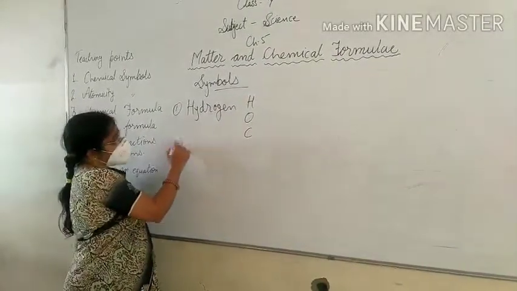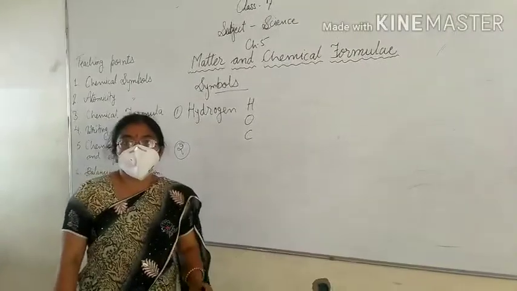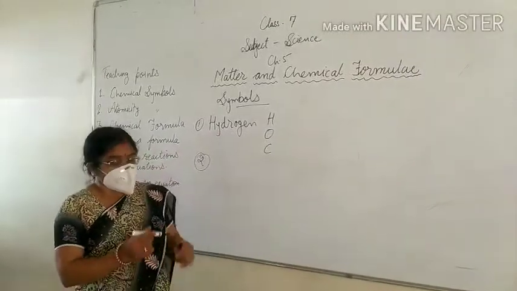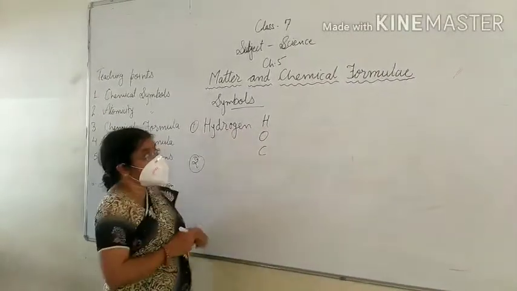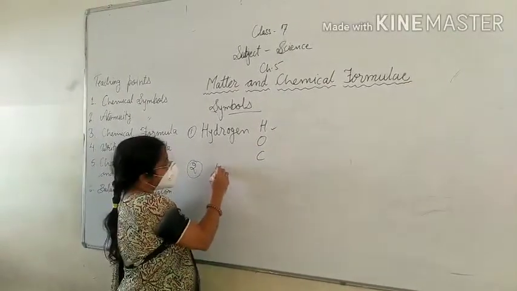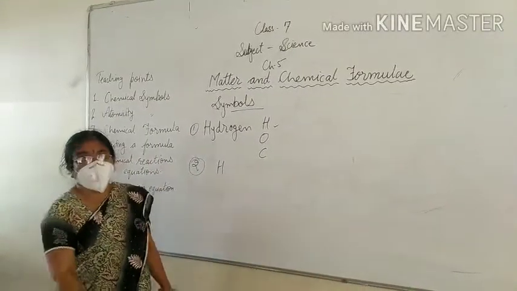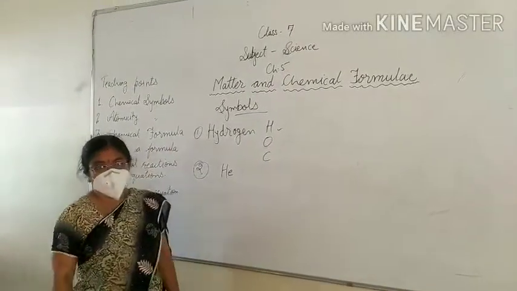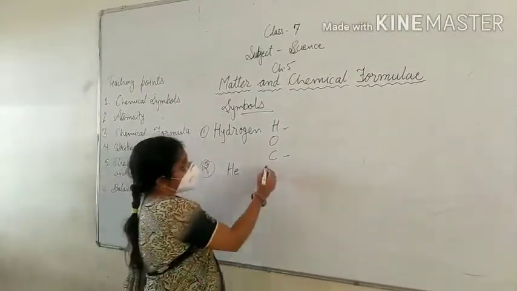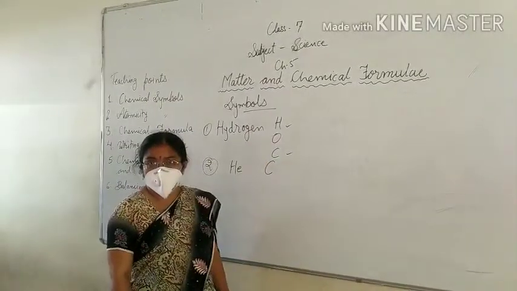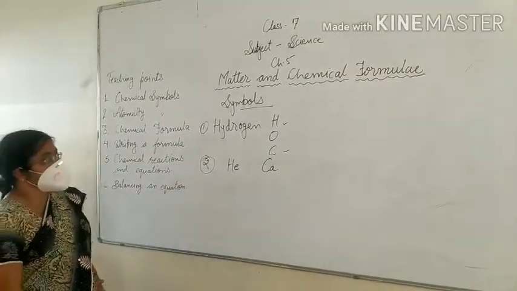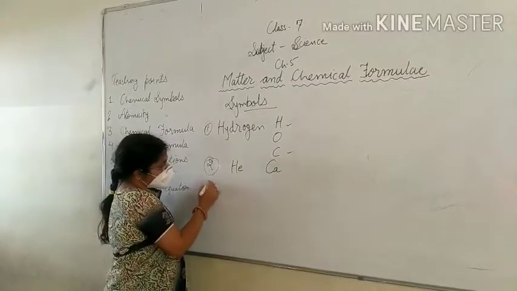But this is the first rule. If the names of two or more elements start with the same letter, then the second letter is written in small case. For example, for hydrogen, H is taken, but for helium, the first letter H is capitalized and the second letter is written in small case. For carbon, C is written, but for calcium, the first letter is written in capital form, that is C, and the second letter in small case. In this manner, different symbols are written.